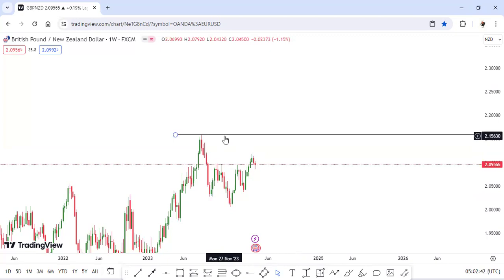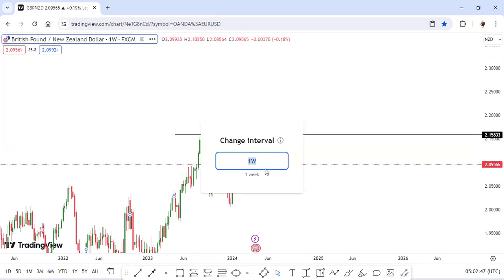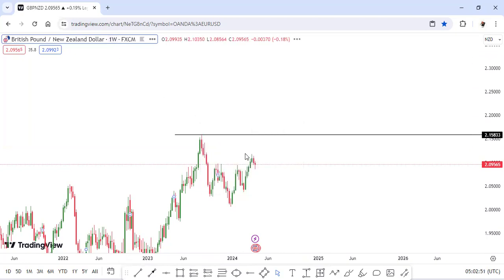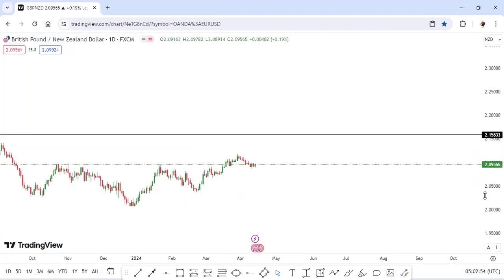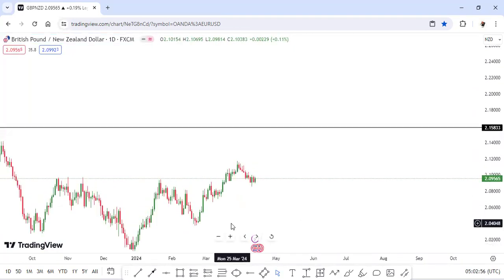So if I've gotten this right, I will put it down in my notes, and I will go over to the daily. Daily is where I come to draw my support and resistance and trend lines and look for any trade opportunity. 4 hours is majorly where I take my trade, 4 hours, 1 hour.